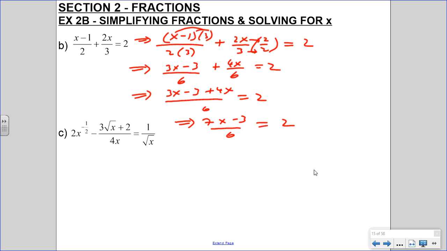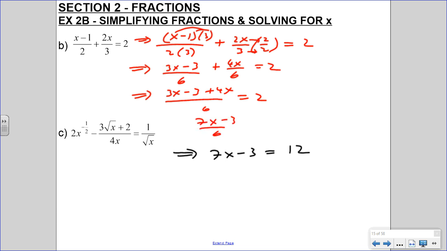So as we did before, we may as well do the fast method of just timesing both sides by 6, because we don't like denominators in fractions, and we're trying to get x equals by itself. So that 6 and 6 cancel, so we get 7x take 3 equals 12, right? But notice from the previous example that that is exactly the same.